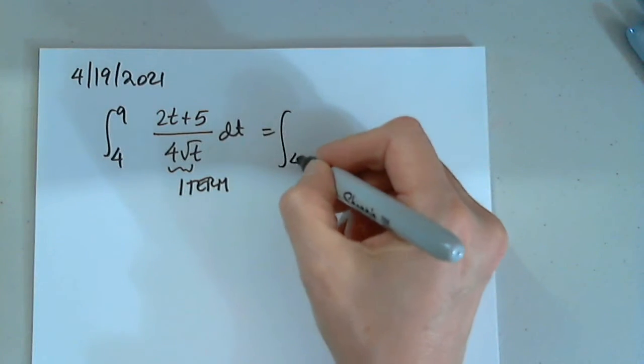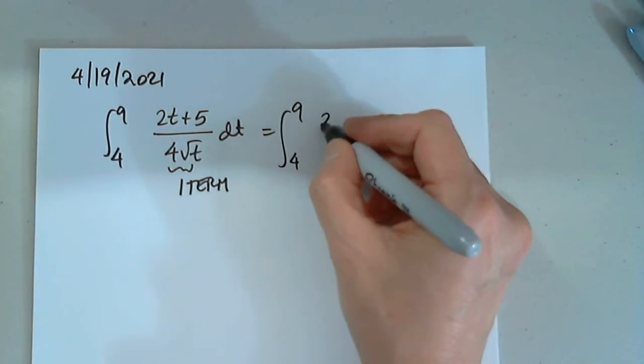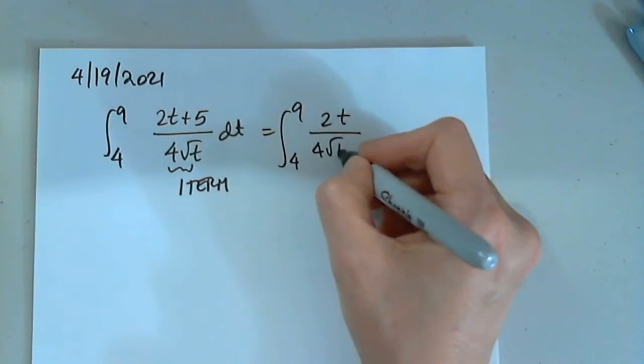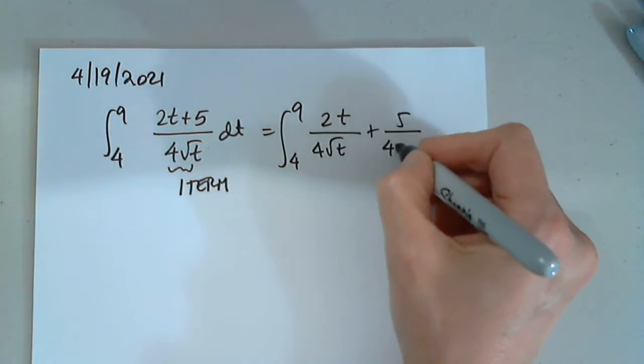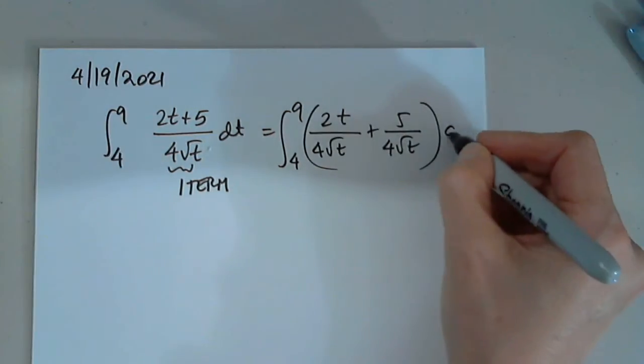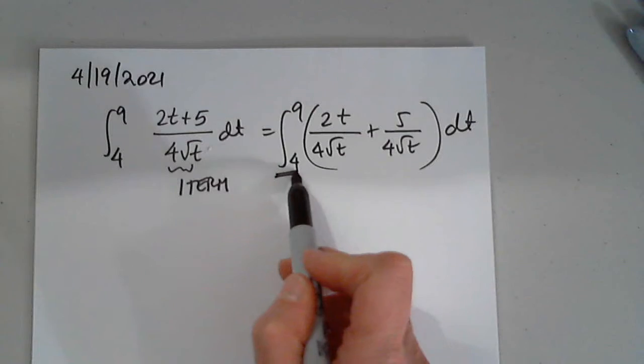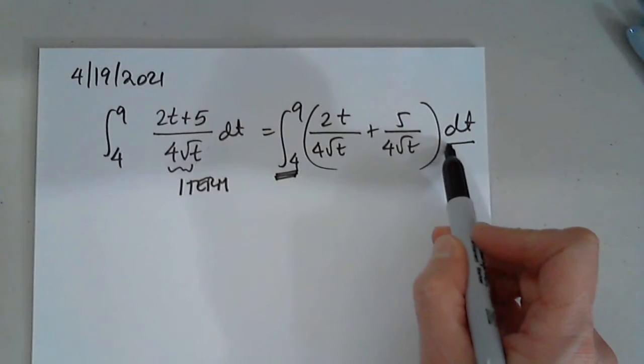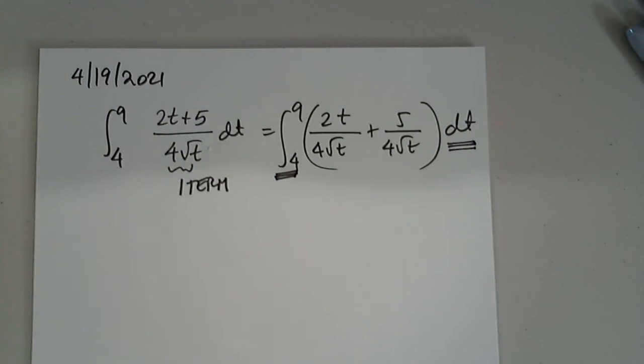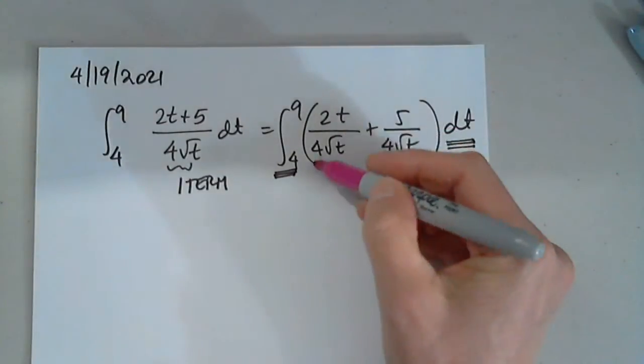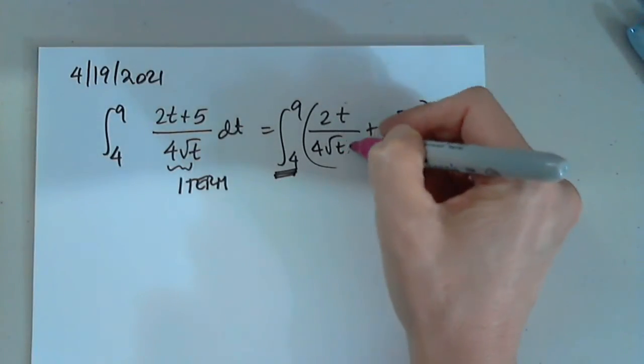So this is the integral from 4 to 9 of 2t over 4 the square root of t, plus 5 over 4 the square root of t. Don't forget dt. The integral symbol does not exist without dt or dx or dy, whatever the function is in. Okay? So now, of course, I will simplify, and remember what happens here.